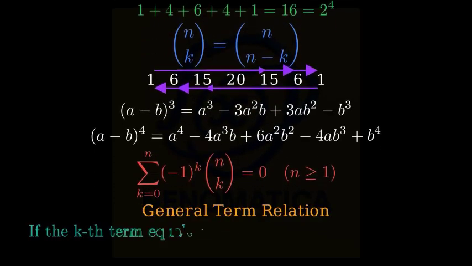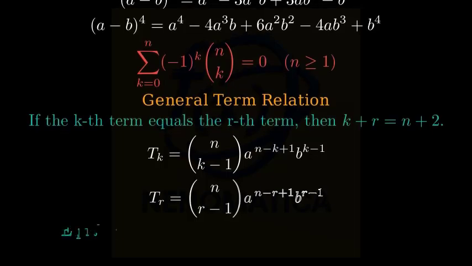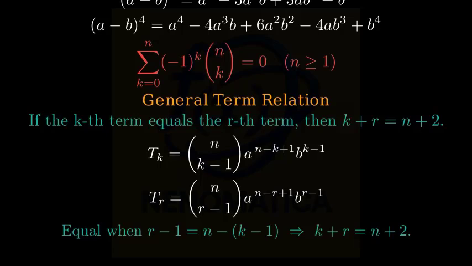There is also a useful indexing relation used in many problems. If the kth term equals the rth term in the binomial expansion of (a + b)^n, then k plus r equals n plus 2. This comes from the symmetry of the exponents when you count terms starting at 1.